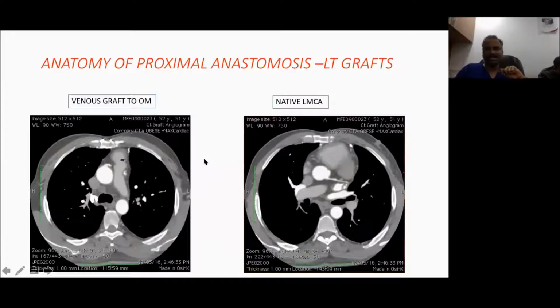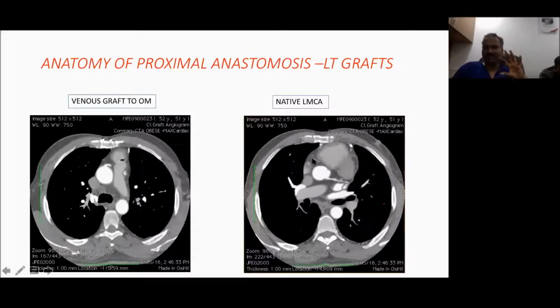Now I'll compare our left grafts versus the left system, that is the LMCA. This is the first picture: your left hand side picture is the transverse section at the level of the SVG graft to OM, and your right hand side picture is the transverse section of the aorta at the left main coronary artery origin. If you observe the angle between the origin of LMCA and the origin of the venous graft to OM, there is almost 90 degrees, nearly 90 degrees.